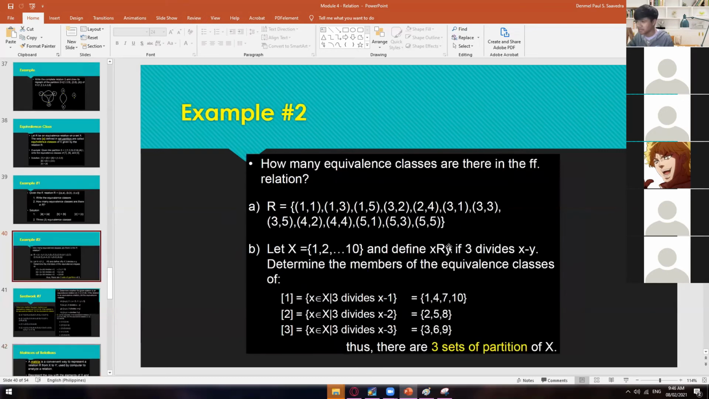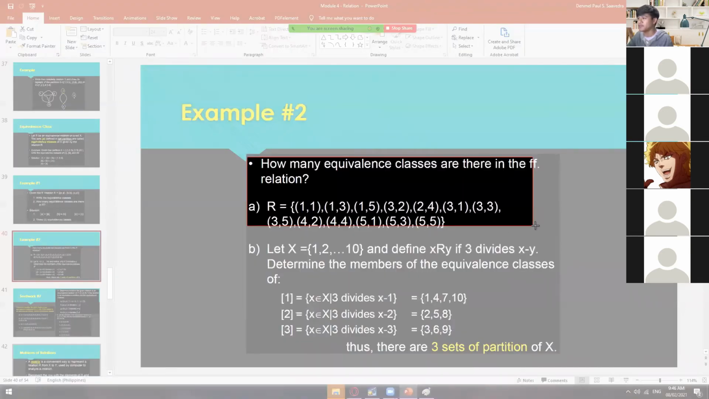Okay, so let's have another example. So how many equivalence classes are there in the following relation? So we have this relation. Okay, so all we need to do is check how many classes are there in this relation. Okay, so listen carefully on this one.